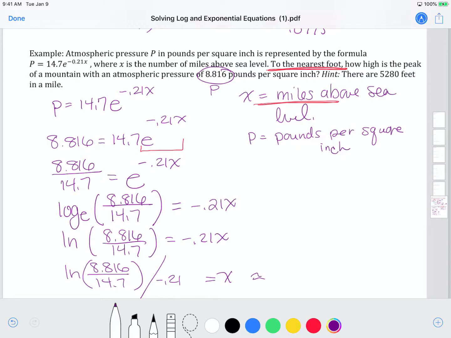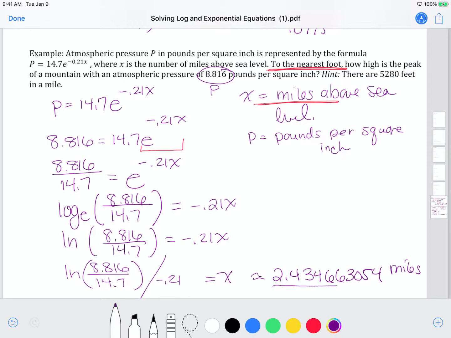Now I'm going to put this in on the calculator, and I'm going to do it all in one step. I'm going to hit my natural log button, and then in parentheses, I'm going to do 8.816 divided by 14.7, close parentheses. That gives me an answer, and then I take that answer and divide by negative 0.21, and I'm going to get an answer of 2.434663054. Now remember, this is in miles. The question is asking us to round to the nearest foot.